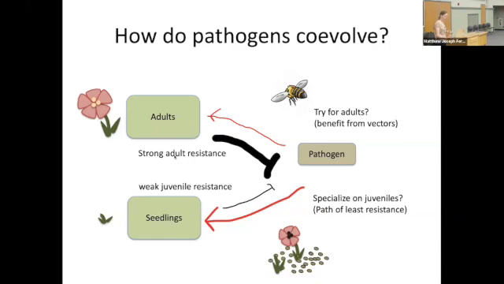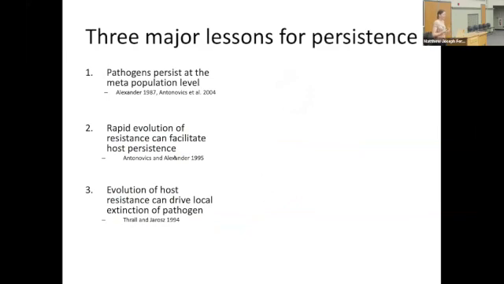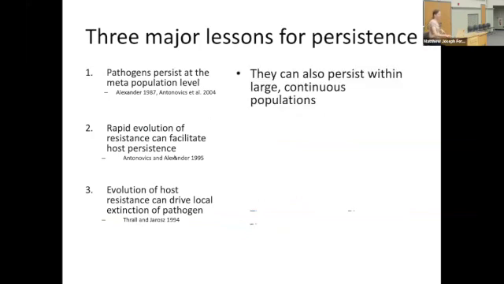So I'll wrap up by saying that I started this talk by giving you 3 major lessons for persistence that I thought had been generated by this lovely early work on anther smut. The first was that pathogens must persist at the metapopulation level. I think we can say that metapopulation dynamics can be really important, but pathogens can also persist within large continuous populations. This dianthus system is really not a metapopulation, it's large swaths of continuous populations.